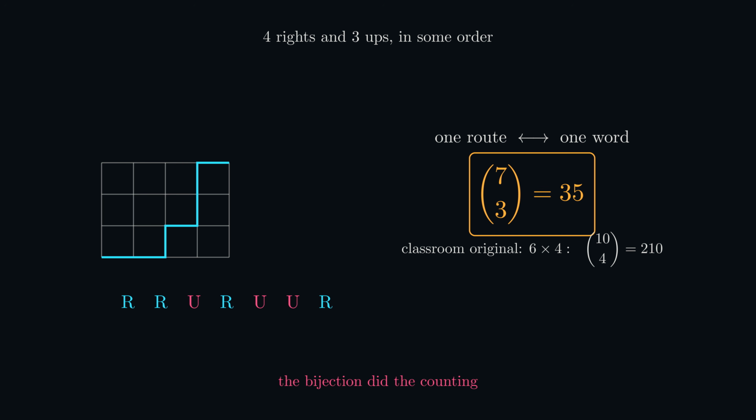So the count is the number of ways to choose which 3 of the 7 positions hold a U. 7 choose 3, 35. The bijection did the counting. The original classroom version of this puzzle uses a 6 by 4 grid. 10 letters, 4 U's, 210 routes, same argument.